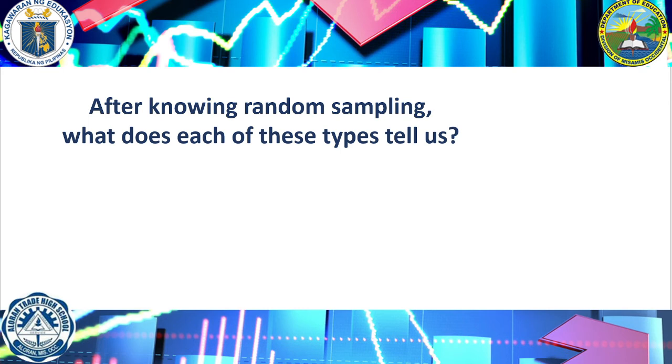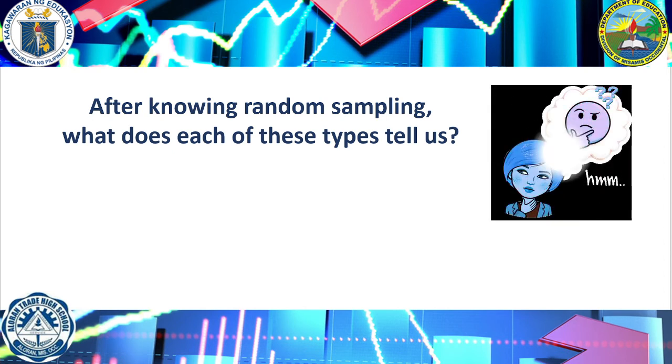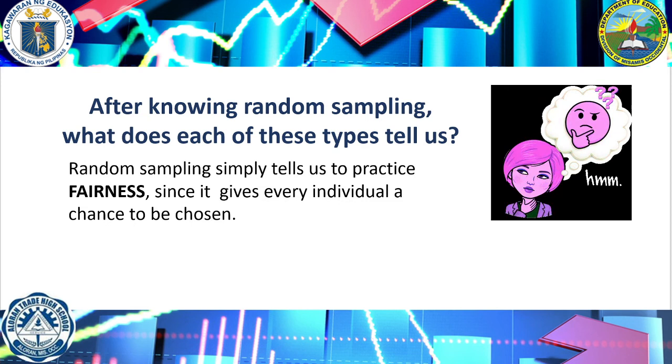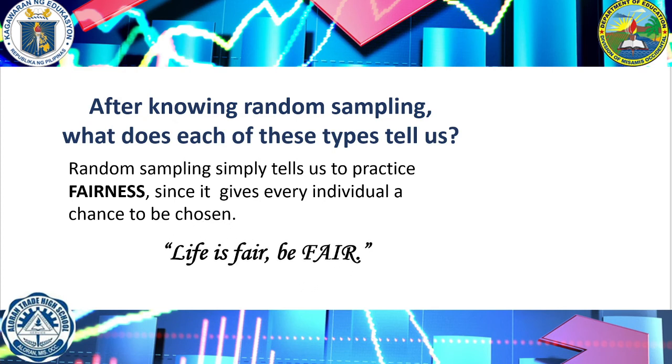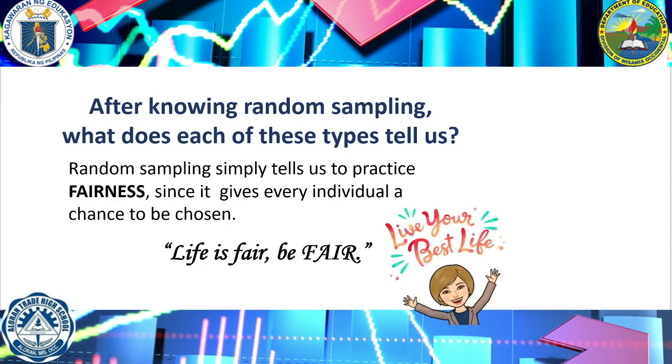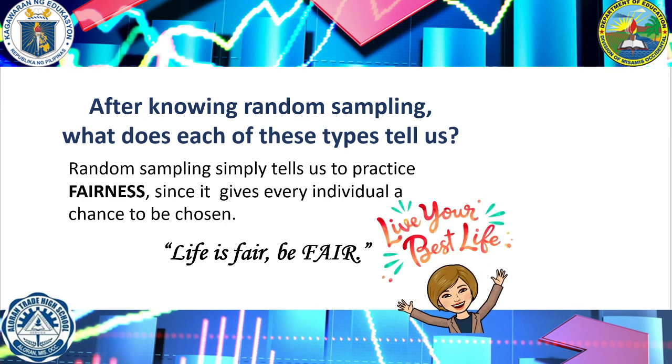After knowing random sampling, what does each of these types tell us? Random sampling simply tells us to practice fairness, since it gives every individual a chance to be chosen. Avoid bias. So, take note, life is fair, so we have to be fair. Live your best life.